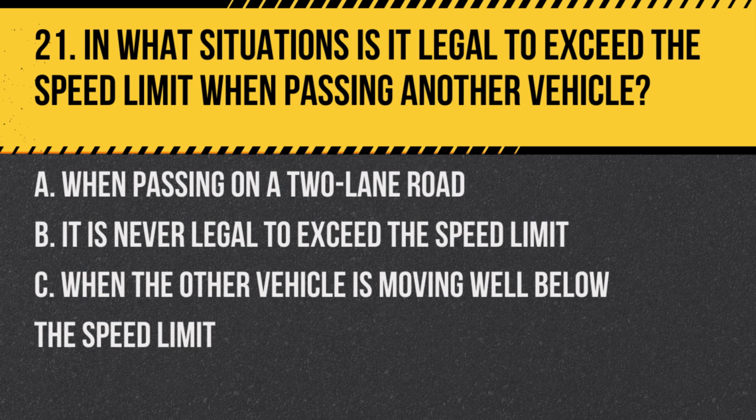Question 21. In what situations is it legal to exceed the speed limit when passing another vehicle? A. When passing on a two-lane road. B. It is never legal to exceed the speed limit. C. When the other vehicle is moving well below the speed limit. Answer. B. It is never legal to exceed the speed limit. Even when passing another vehicle, you must adhere to the posted speed limits. Exceeding the speed limit can result in fines and unsafe driving conditions.